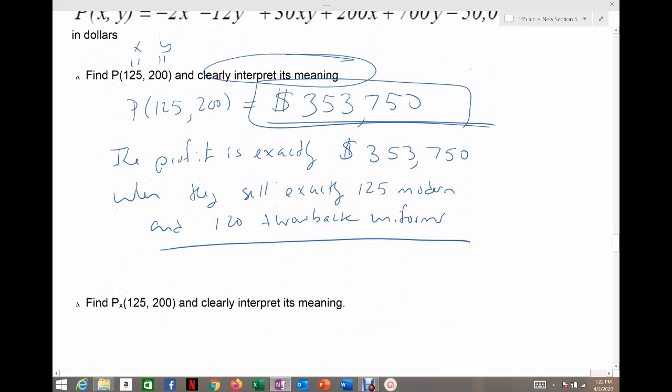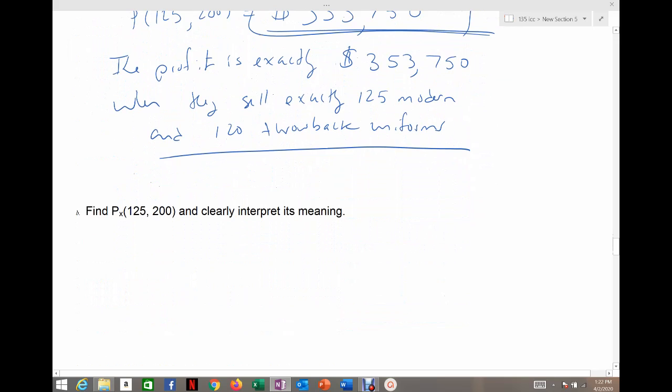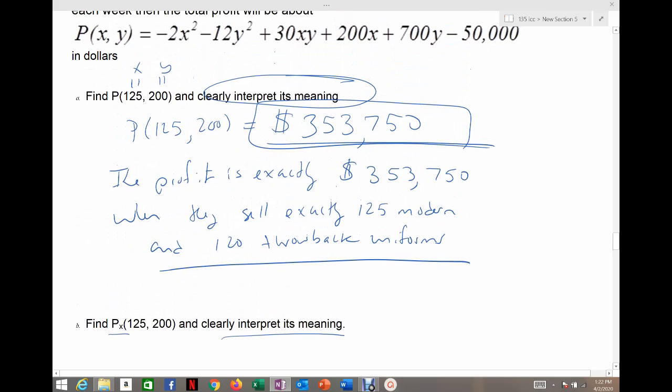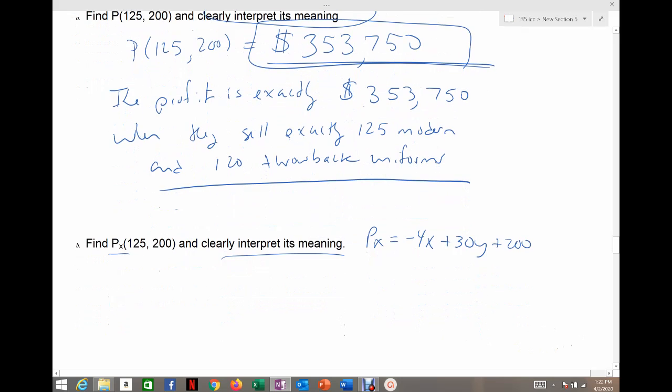Part B. Find the first derivative and clearly interpret its derivative. So find the first derivative with respect to X. Plug in your current level of sales, 125 and 200, and then interpret its meaning in terms of marginal analysis. So our derivative with respect to X first is going to come out negative 4x, zeroes out, 30y, 200, the rest zero away. So there's my derivative with respect to x.